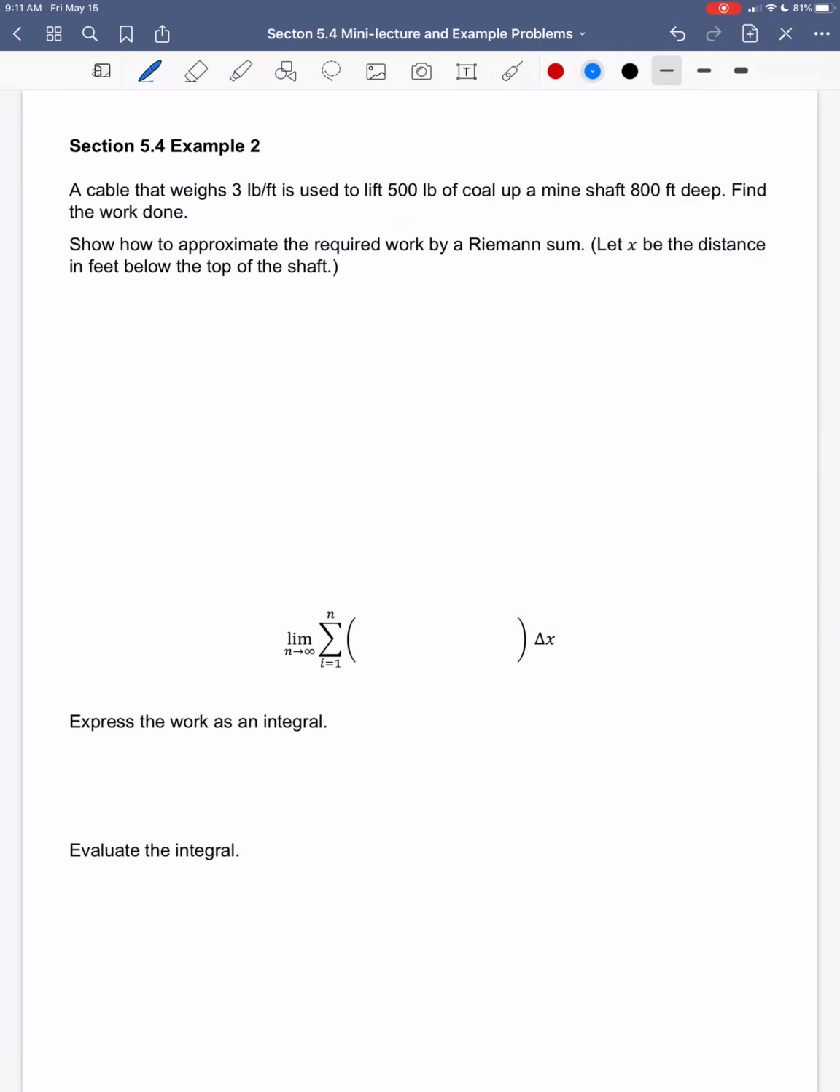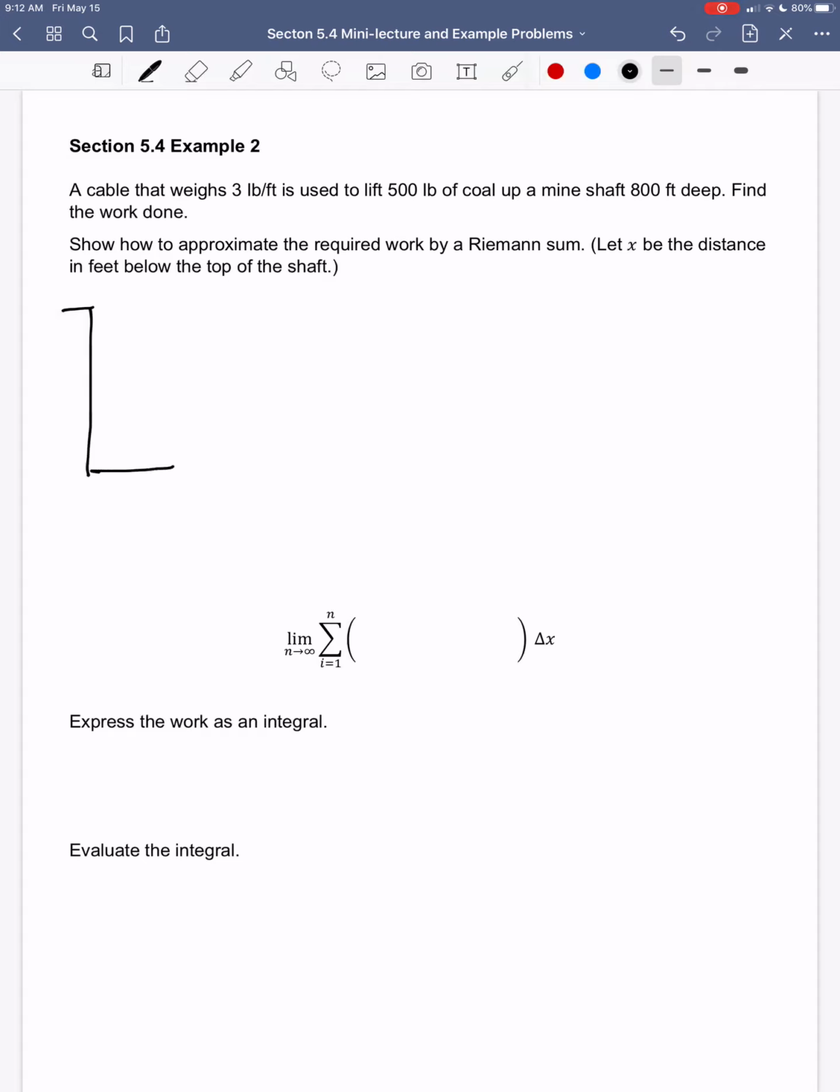Here's another situation. A cable that weighs 3 pounds per foot is used to lift 500 pounds of coal up a mine shaft that's 800 feet deep. Find the work that's done. Now, we're going to sort of break this into parts here. So let's show first how we approximate this required work by a Riemann sum. And what's going to help is we're going to let x be the distance in feet below the top of the shaft. So I've got this mine shaft.